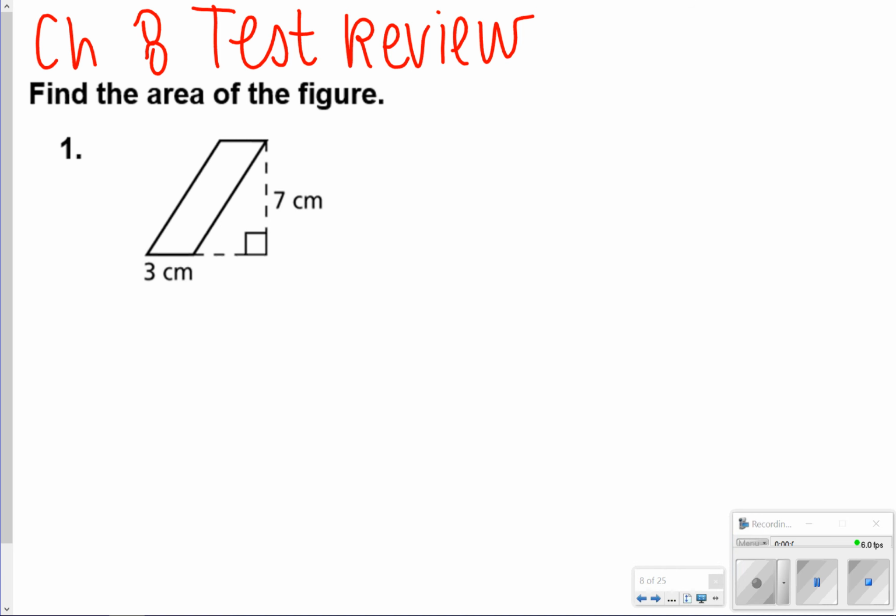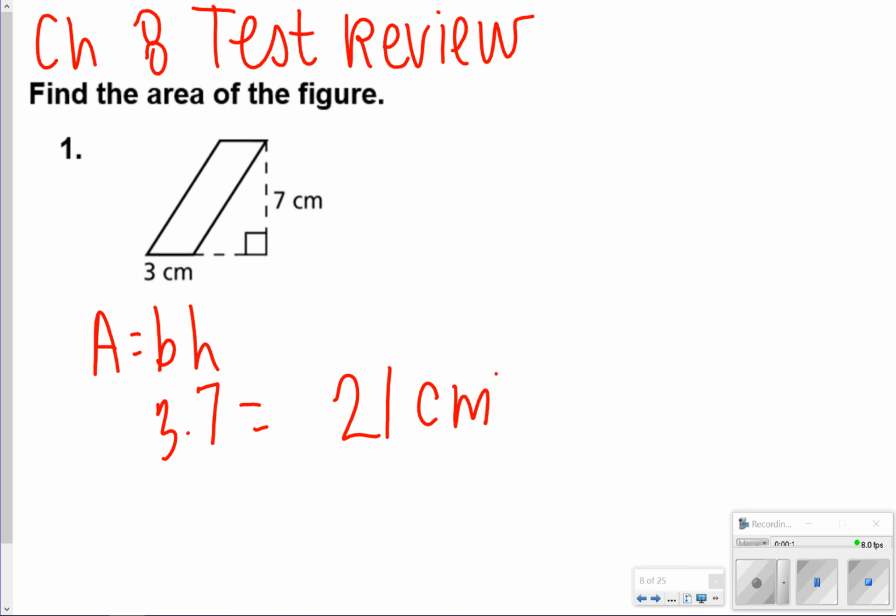Today we're going to be looking at our Chapter 8 test review. So let's go ahead and get started with number 1. The first one says find the area. So remember, for parallelograms, we're going to do base times height. So you're essentially just going to do 3 times 7, and that's going to give you an area of 21 centimeters squared.